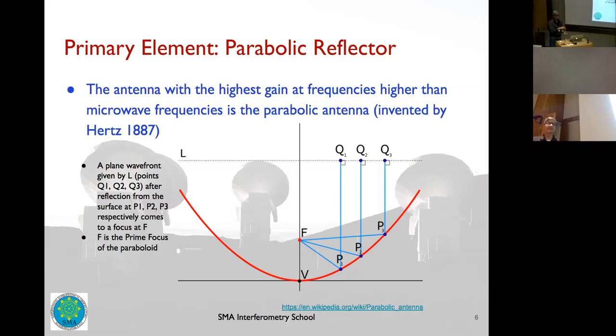So that's what this is doing. It's focusing the rays down to this point, and this point is called the prime focus of the paraboloid. And this is the property that we'll be using for the parabolic reflector.